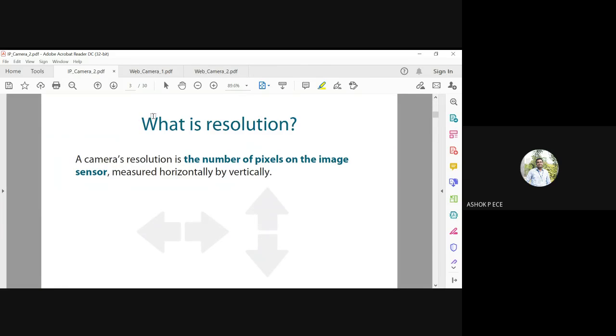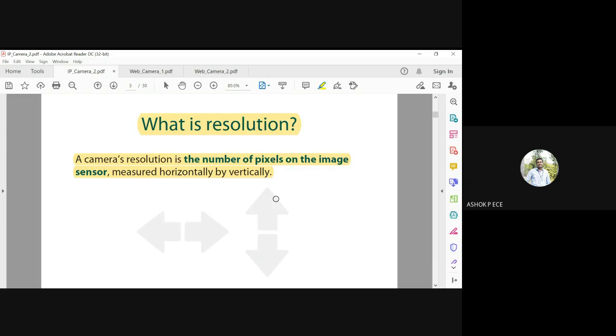First one is resolution. Resolution is how clearly the camera can capture the pixel. So how clearly it can capture means how many pixels it can scan horizontally and vertically. How many pixels on the image sensor you are going to use for horizontal and vertical. The more pixels you use, the clarity is going to be very, very high.